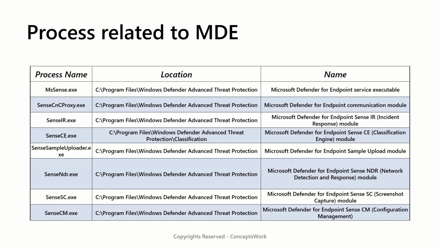Now, this is something which I've already covered in one of my previous videos, but just to give you a quick recap, these are all the services which are used by the Sense agent itself when it comes to Windows Server 2019. Because in 2019, 2022, Windows 10 and Windows 11, this Sense agent is baked into the OS itself, right? So these are the different processes which are used.